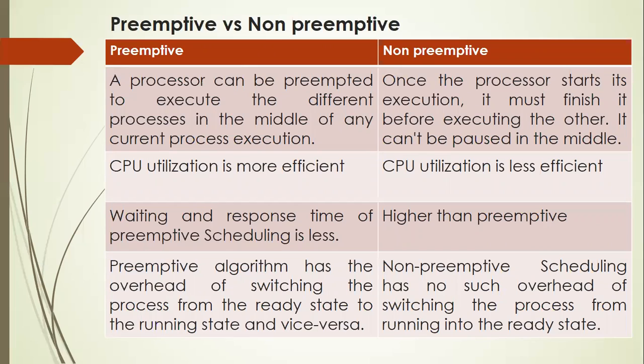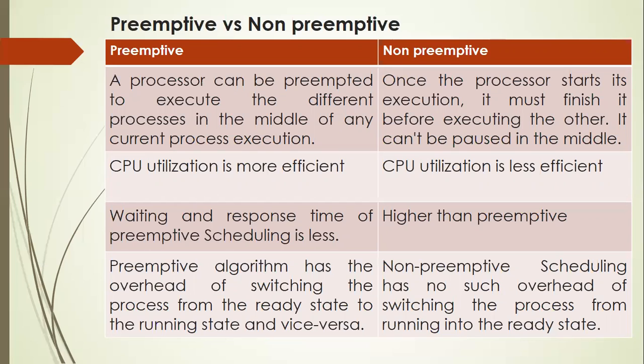Let us see the major differences between preemptive and non-preemptive algorithms. In the case of a preemptive algorithm, a process can be preempted to execute another process in the middle of the current execution. A particular process gets the CPU and keeps executing, and in between another process arrives, the priority of which is higher than the currently running process. In the middle, the CPU leaves this process and goes to the next process.